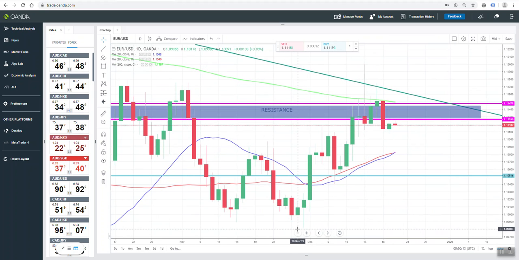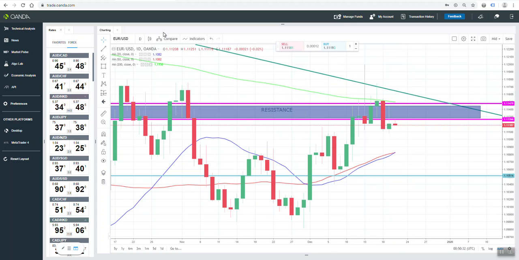Now, my sentiment will reverse if price goes above this 1150 mark. Then I'll think about maybe going bullish, but currently I'm bearish. And if you want to be ultra conservative, put your stops back about 1.1180.